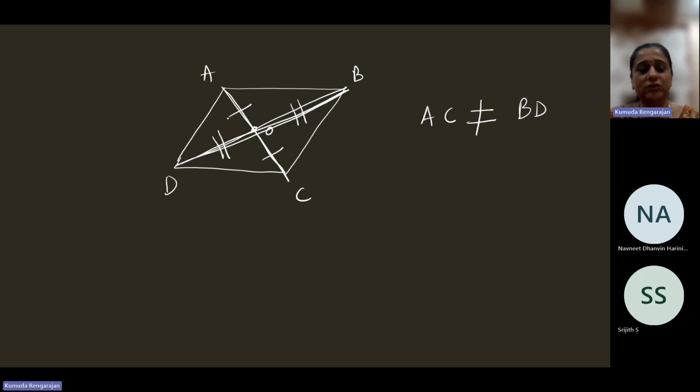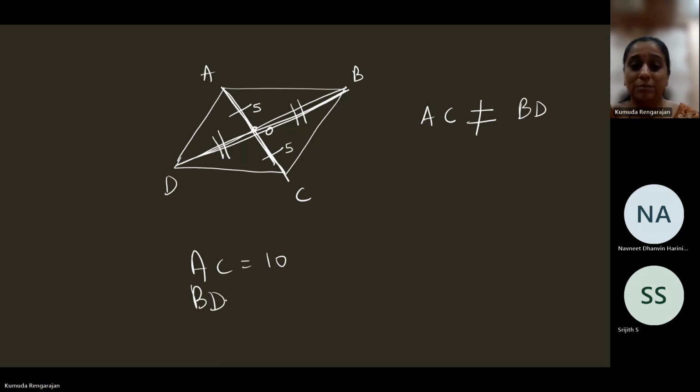The diagonals are not equal. See, supposing AC is 10 centimeters, it will be 5 here and 5 here. Now BD will not be 10 because diagonals are not equal. So BD is say some 12 or 14. It will be 7 here and 7 here.